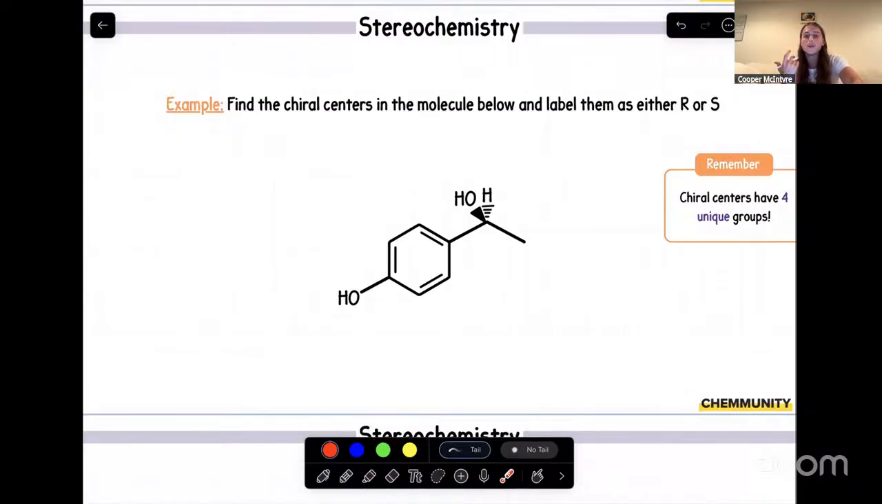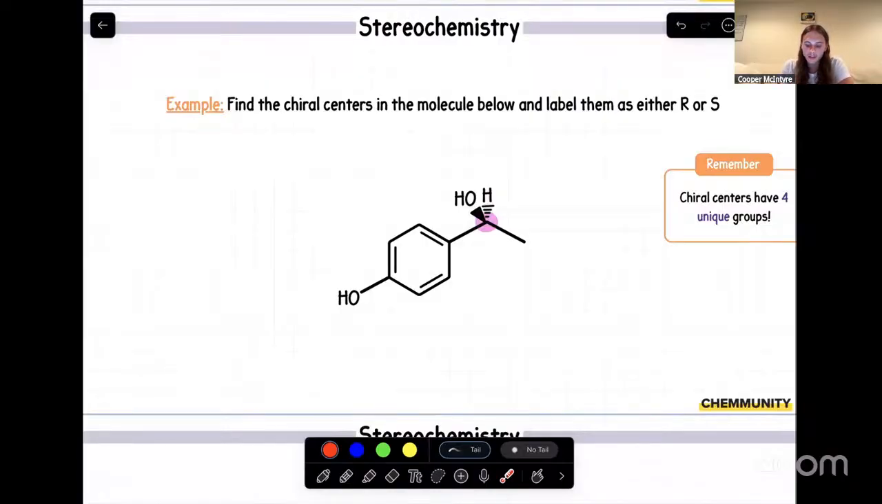Now, one thing we need to remember about chiral centers is that they have four unique groups. So the main thing we have to do is just simply look at the molecule and ask ourselves which carbons have four groups. And the only carbon that's kind of sticking out to me so far is this group right here. We have a hydrogen, alcohol, then we have this large group, and then we only have a simple methyl group. So right there, we have four groups, which means it's a chiral center.